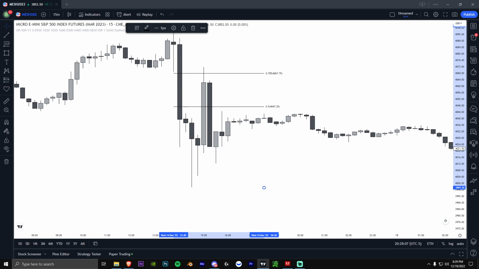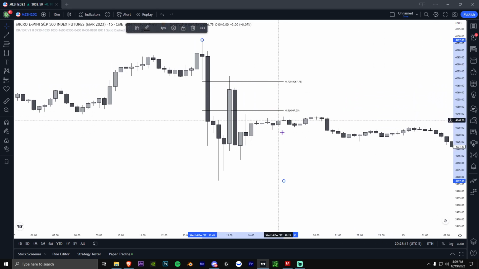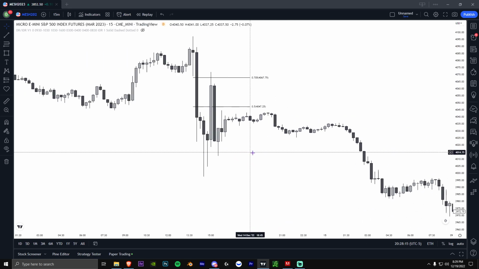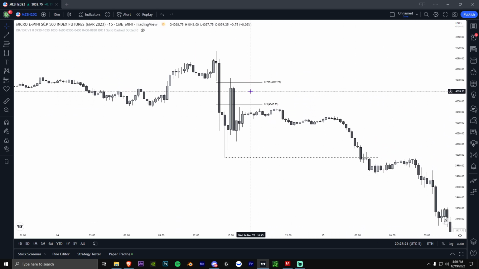Okay, and you can kind of see in this situation right here, we wick a little over the 0.75. This is when you would enter, and then reach your target sell side, which is low right here. So you can see how that works. This is a perfect example.